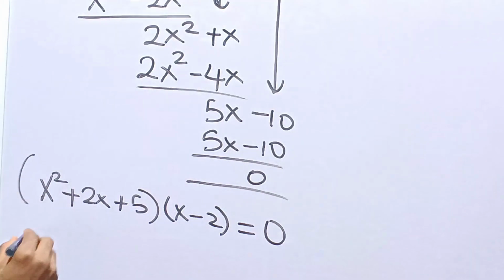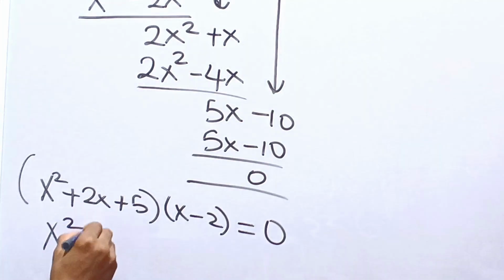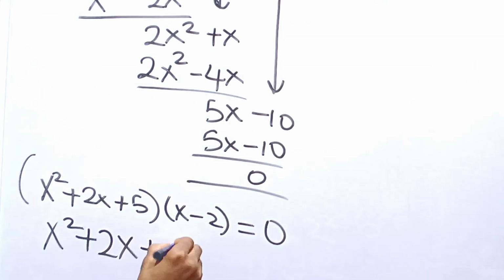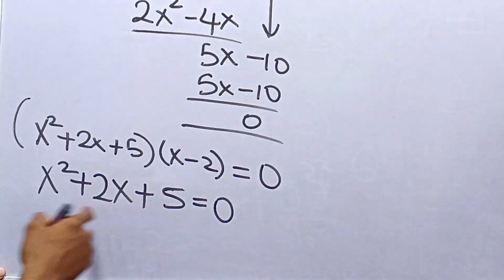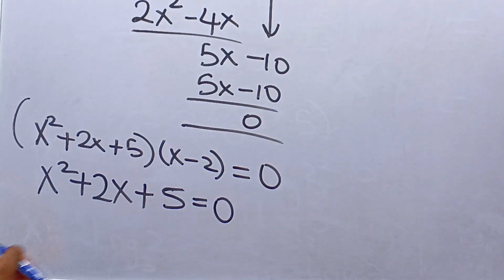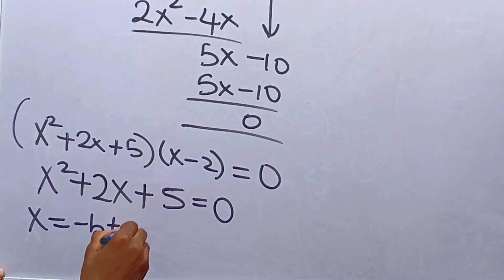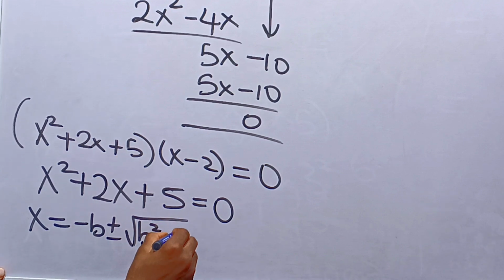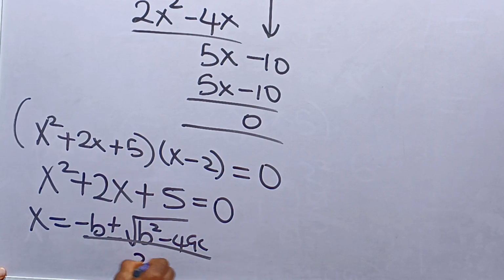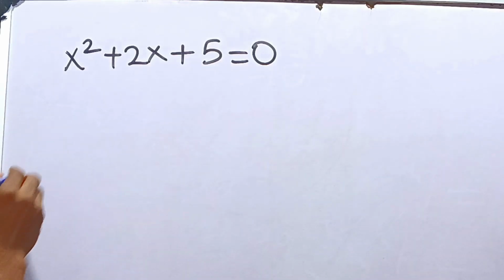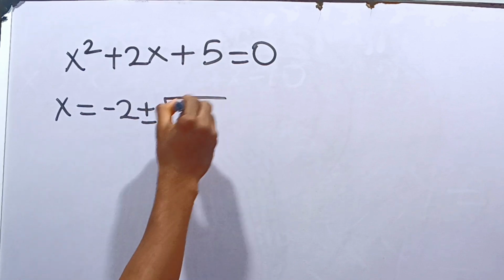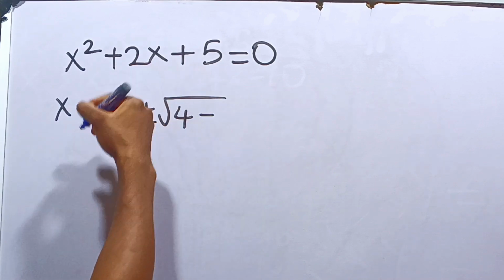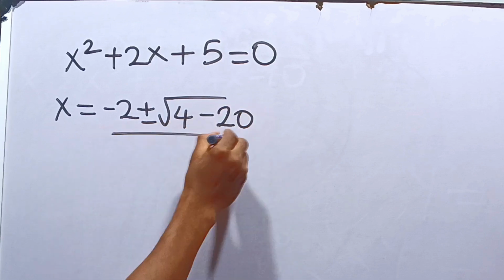Now let's equate the second part to 0. So we say x squared plus 2x plus 5 is equal to 0. Now we're going to solve for x in this equation using the quadratic formula. So x is equal to minus b plus or minus the square root of b squared minus 4ac, all over 2a. Solving this, x will be equal to minus 2 plus or minus the square root of 2 squared, which is 4, minus 4 times 5, which is 20, all over 2 times 1, which is 2.